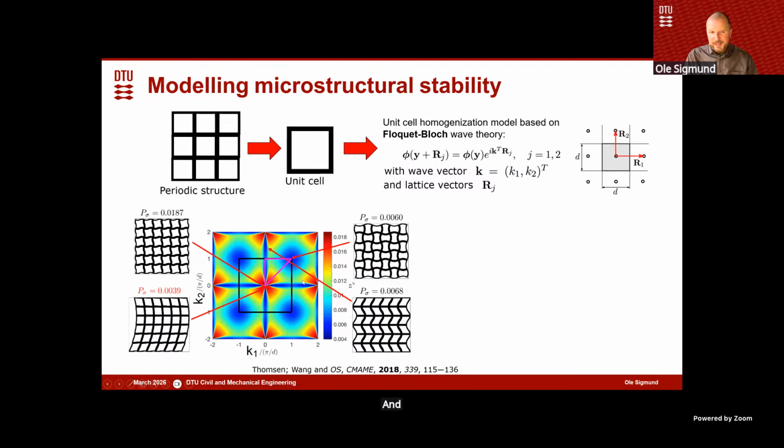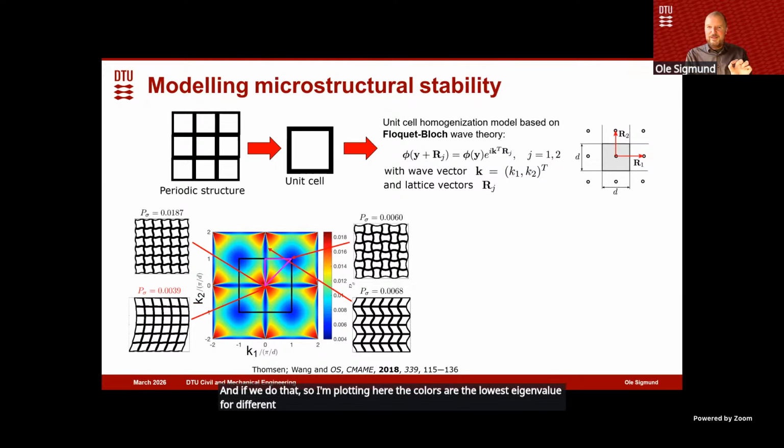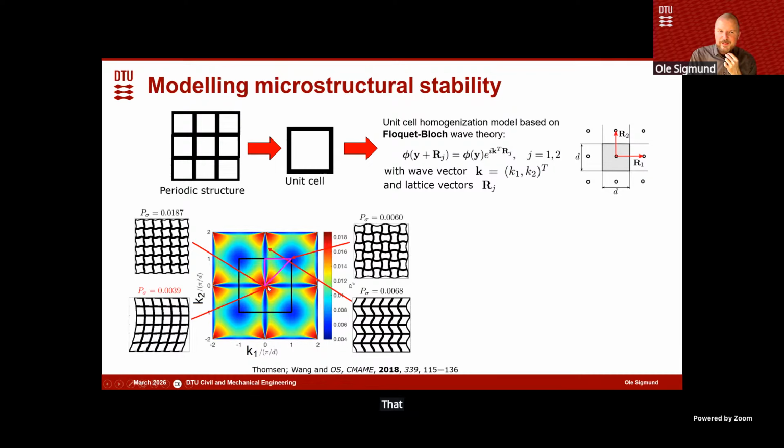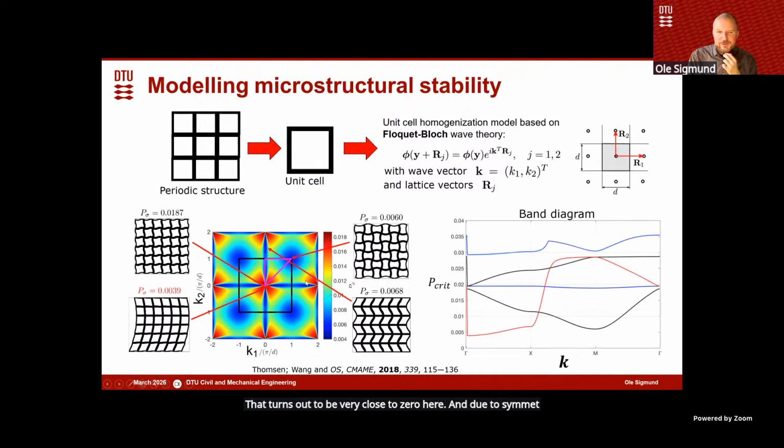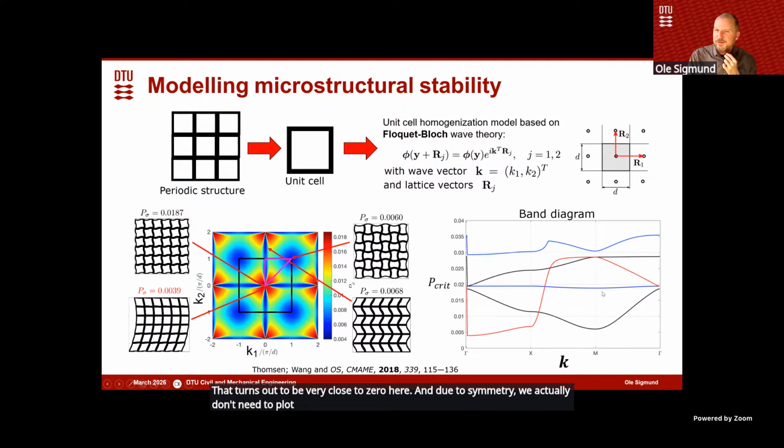And if we do that, I'm plotting here, the colors are the lowest eigenvalue for different values of this wave vector. Then you will see for different wave vectors, you get different periodicities of the microstructure. And the most critical value turns out to be very close to 0 here. And due to symmetry, we actually don't need to plot this full picture. We can just look at a band diagram where we are looking at these wave vectors around this triangle here.